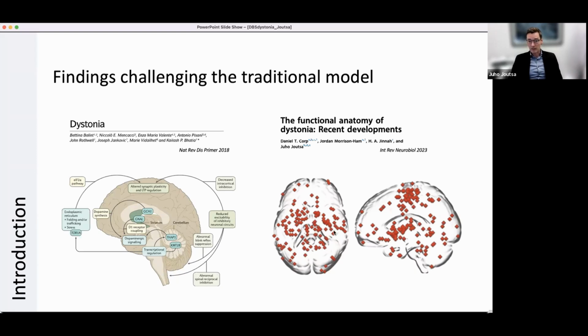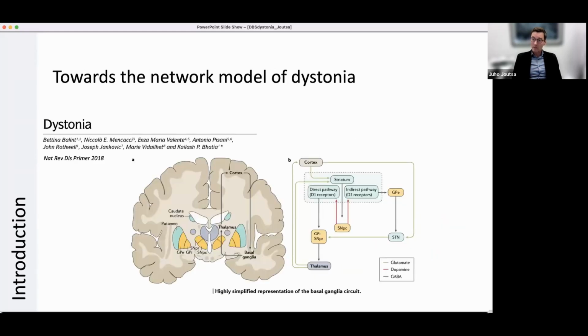And here you can see a summary of neuroimaging findings in dystonia, pinpointing the peak neuroimaging finding in each of these studies onto a brain map. And as you can see, the findings are very much scattered in many different brain locations, leaving the anatomical origin of dystonia unclear. So currently, we are moving and have already moved to conceptualizing dystonia as a brain network disorder.